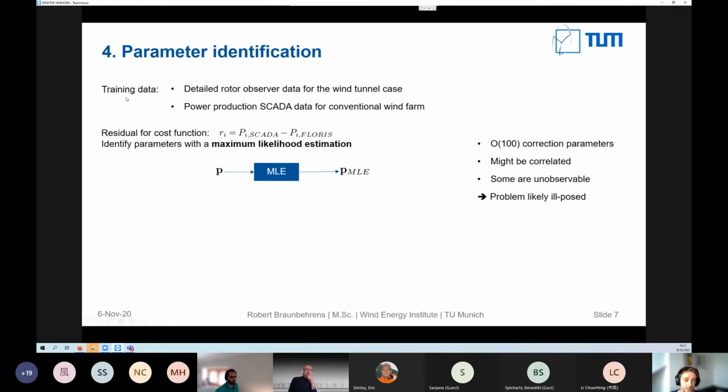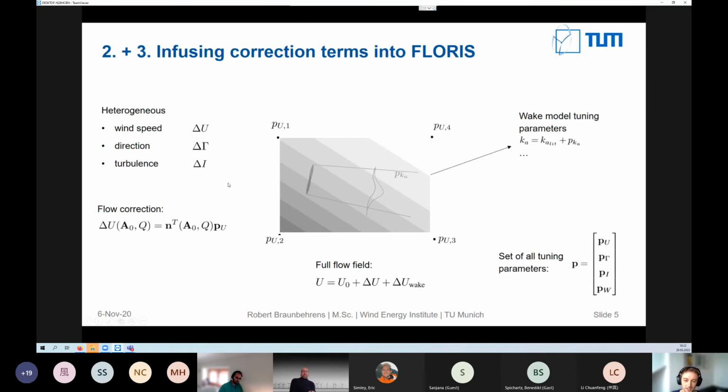As training data for the wind tunnel, we can use this detailed rotor observer data, which actually doesn't tell us just the power of the turbine, but also the shear, as I said, and the rotor can sense the turbulence intensity. So in the wind tunnel, we can do a little bit more identification than in the real world, where we, at the moment at least, just have power production SCADA data for a conventional wind farm, which is just the normal data that everybody knows. So actually in the real world, we specialize at the moment on identifying heterogeneous wind speed fields and not heterogeneous turbulence intensity distributions, for example. So we just reduce a little bit the possibilities that we have and specialize here on finding the heterogeneous flow distribution on a wind farm.